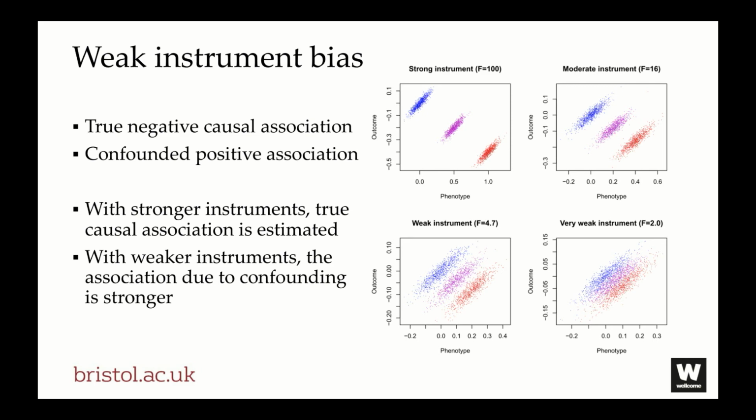Your causal effect estimate becomes a lot more like the confounded observational estimate. One nice thing, though, is that in a two sample approach, weak instrument bias actually goes towards the null. So you can compare the estimates from a one sample and a two sample approach and see whether they're similar, and you know which way that bias is being driven, so you can maybe then determine why they might not be similar.